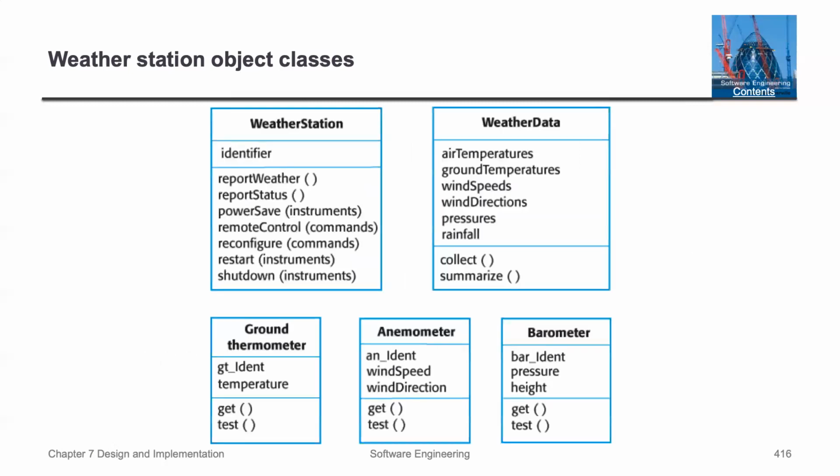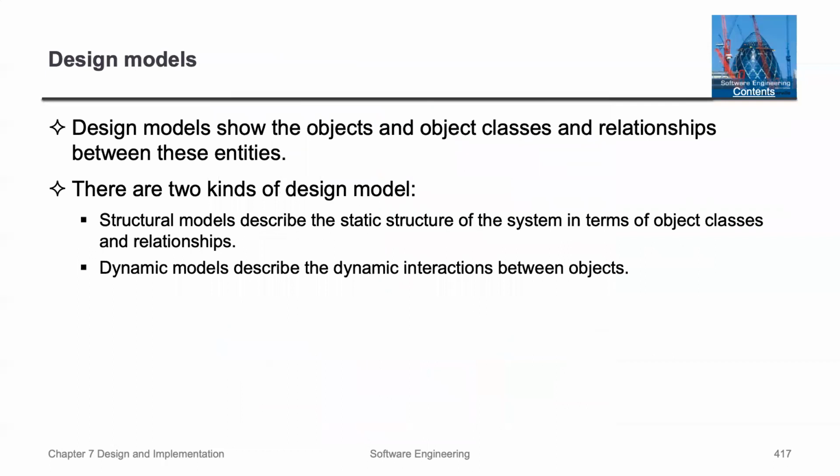So here is spelling this out in terms of the weather station object classes. You have the weather station, the weather data, ground thermometer, altimeter, and barometer. And so you can interrogate each one of these meters, and there are different things available that you can get. Plus for the weather station, you can have multiple weather stations, and you can be getting the weather data as desired.